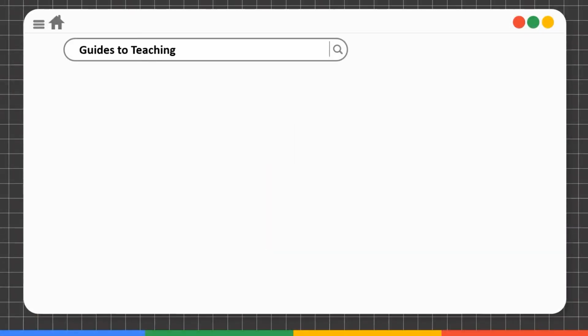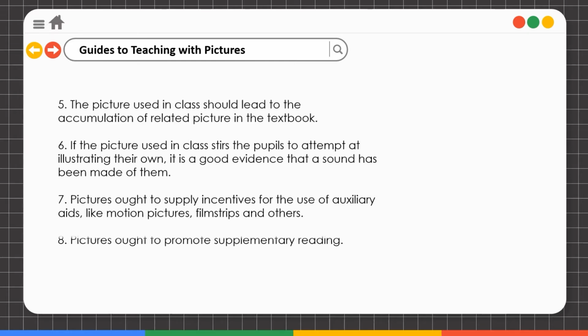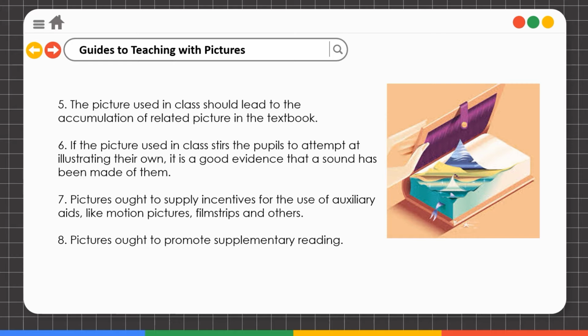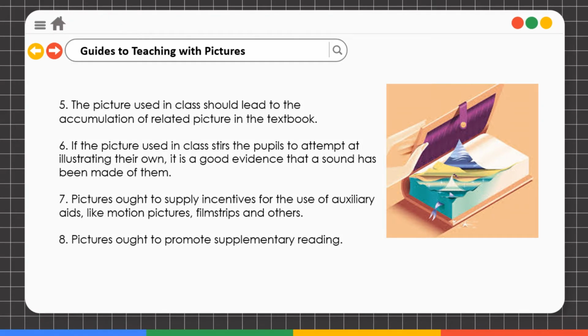Number 5, the picture used in class should lead to accumulation of related pictures in the textbook. Dapat ang mga gagamiting mga larawan ay tutugma, may kinalaman o kaugnayan sa mga lessons na nasa libro na dapat ma-acquire ng mga learners during the lesson. Number 6, if the pictures used in the class steers the pupils to attempt at illustrating their own, it is a good evidence that a sound use has been made of them.